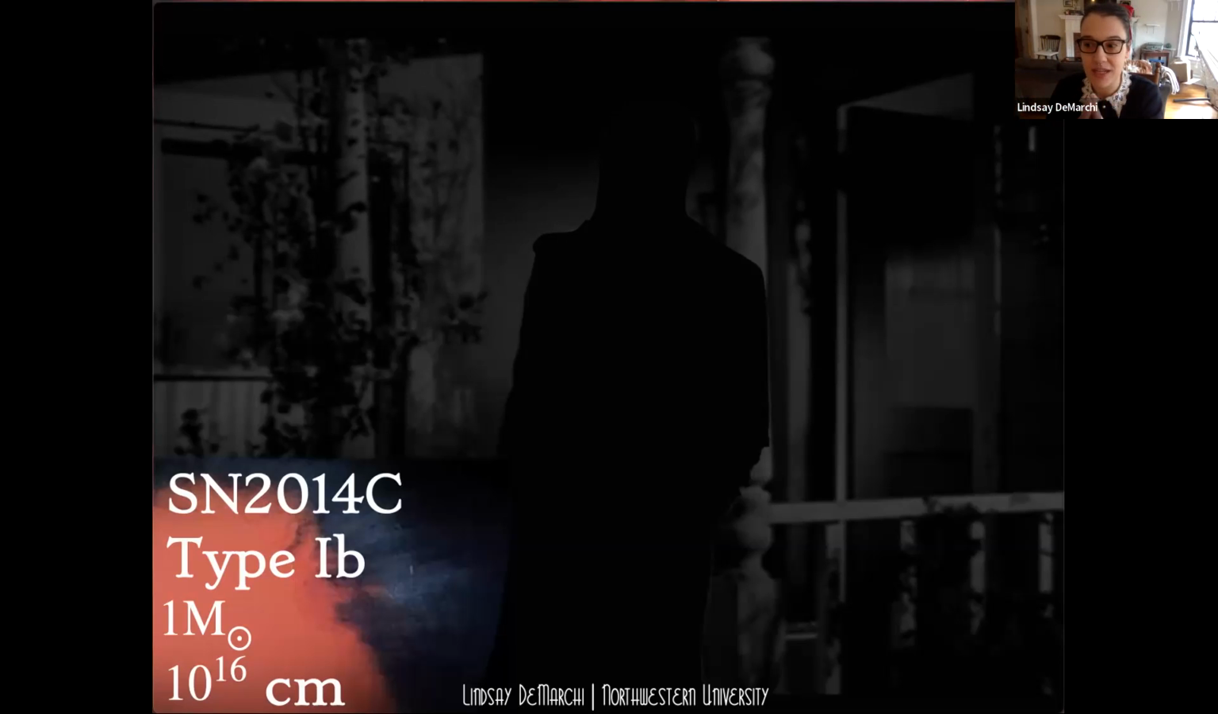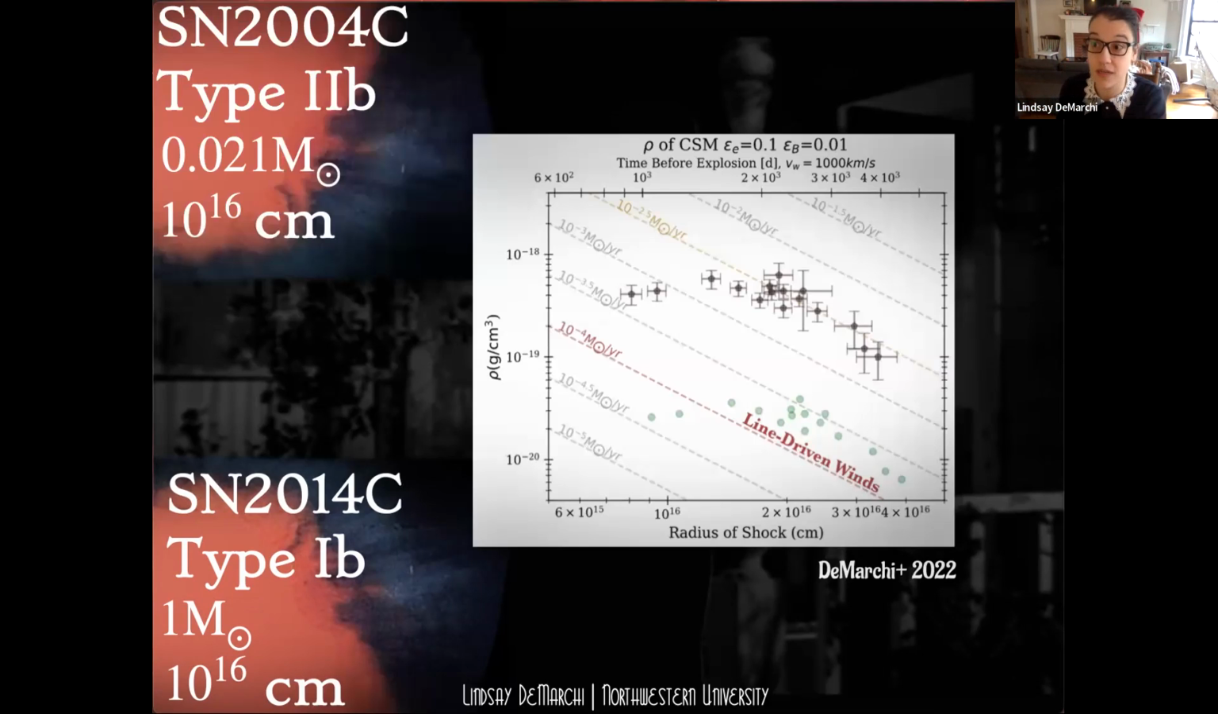One example is a cousin of 2004C, 2014C. That is as confusing as possible, but 2014C encountered an entire solar mass of material in its CSM about 10^16 centimeters away from the star. The supernova I'm talking about is 2004C, and it encountered 2/100ths of a solar mass in its CSM. If you're like me, you hear that and you're like, that is extremely underwhelming. I'm sorry that I'm not talking about a whole solar mass.